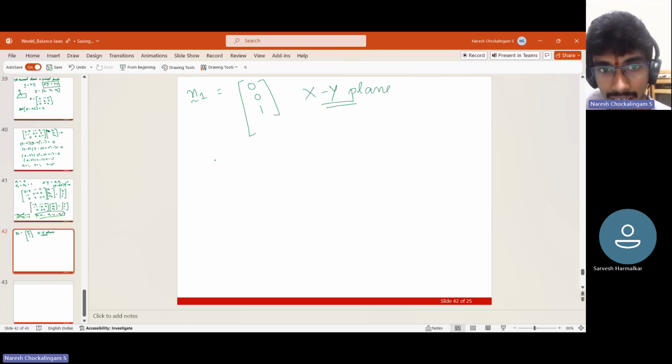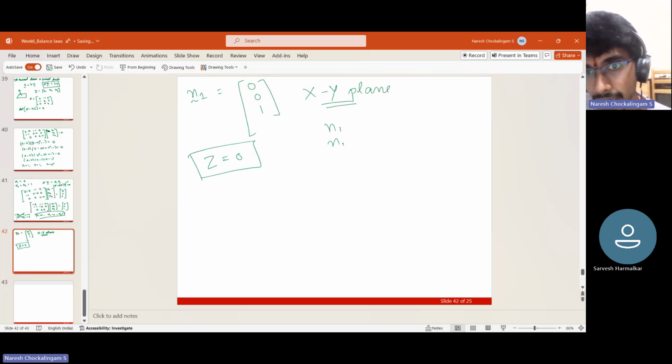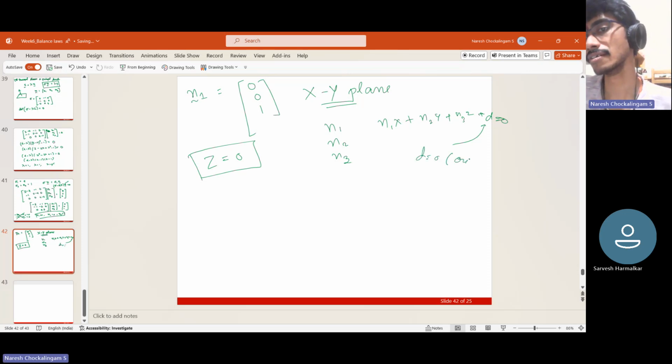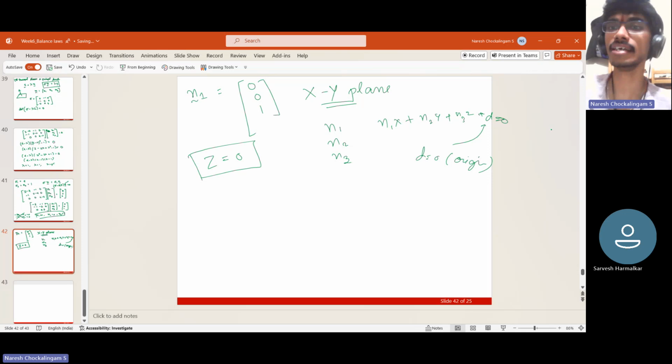What is the equation of this plane? It is z equal to 0, right? So if the normal has components n1, n2, n3, the plane has equation n1 x plus n2 y plus n3 z plus d equal to 0, where d is the constant that defines through which point the plane is passing. In this case, the plane is passing through the origin, so d equal to 0, and n1, n2, n3 are the components of the normal. So the plane equation is z equal to 0.